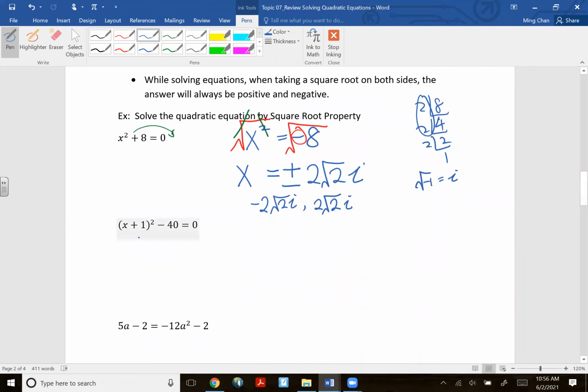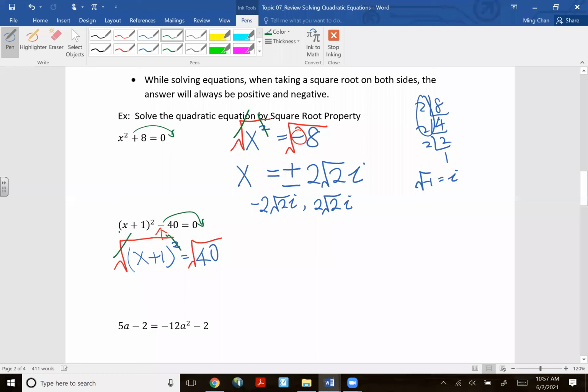Now this problem, technically, is still two terms. This is your x plus 1 squared term and a negative 40. So I can still use the square root property. So isolate the square term. I'm going to move the negative 40 over. So that's x plus 1 whole thing squared equal to 40. You don't have to multiply this out. Since I only have two terms, you can simply take a square root on both sides.